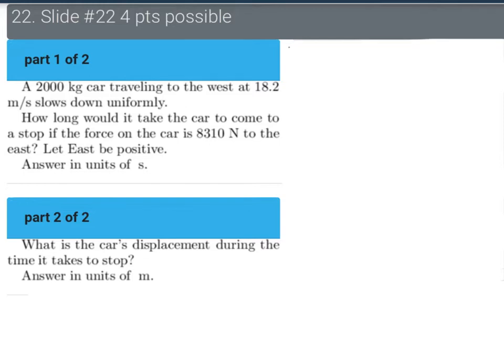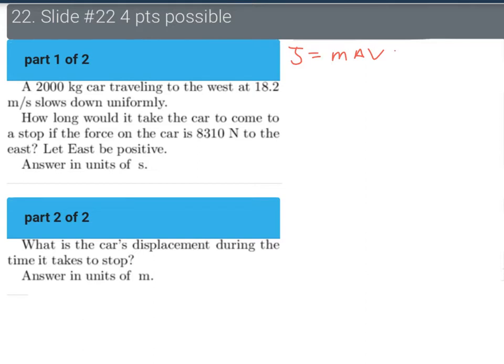We know the equation for impulse, J, that is mass times a change in velocity. We know the mass, we know the initial and the final velocity. It says it slows down to a stop. So we can figure out the change in velocity would be, in my case, 18.2. So both of those variables are known.